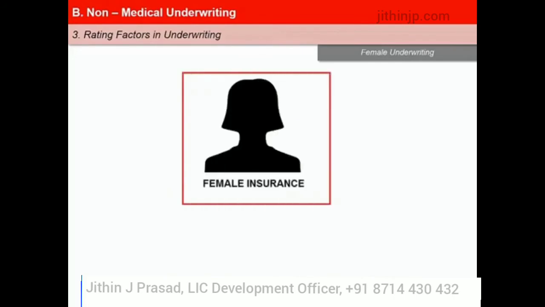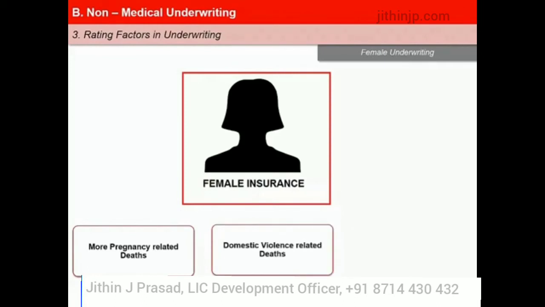The underwriting norms for female lives are different from that of male lives. Hence, the female community is accepted with a clause, whereas it is not so in case of men. Insurability of women is governed by the need for insurance and the capacity to pay the premiums. The reasons for this are: first, more pregnancy-related deaths, especially in remote areas. Second, deaths due to domestic violence. And third, record of frauds.